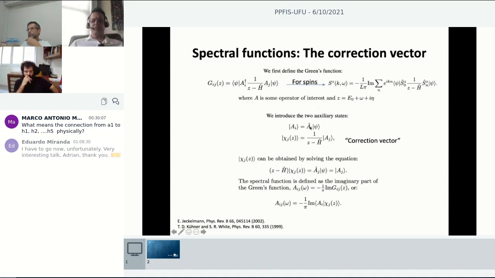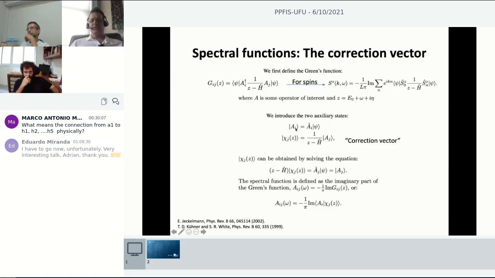So if you focus now on this expression, you're going to see that we can obtain it in the following way. First, we act with A on the ground state, and we get a new vector A. And then we apply 1 over (z minus H) to this vector A to get yet another vector, which now depends on z. This is called the correction vector. And now we can obtain the Green's function as the overlap between chi and A.